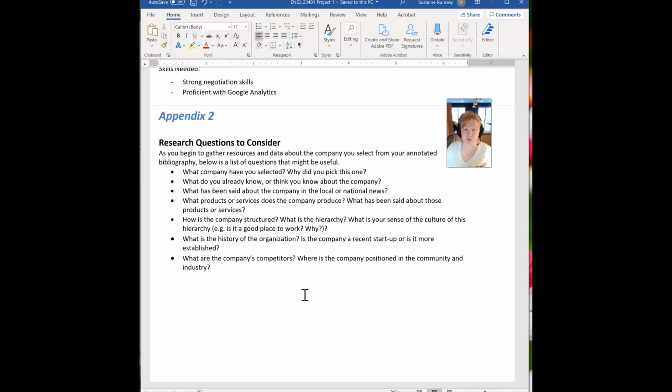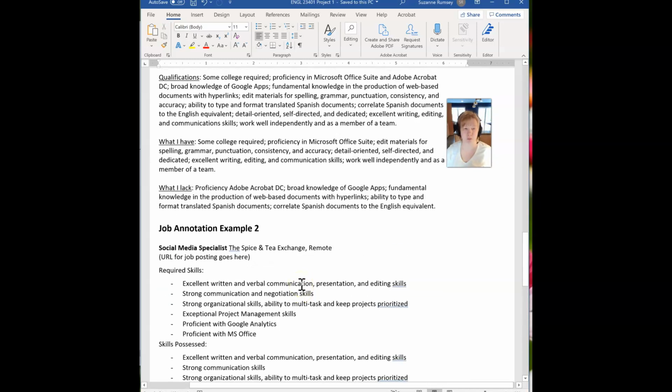What products or services do they produce? What's been said about those products? Like maybe you find a place that makes a particular type of widget that is innovative, but that innovation comes at a cost, and so you find that there are some environmental concerns that have been raised about it. Those are the sorts of things to find. How is the company structured? What's the hierarchy? What's the history? And what are the competitors? Okay, so those are research questions that you can use to write this section of the report.